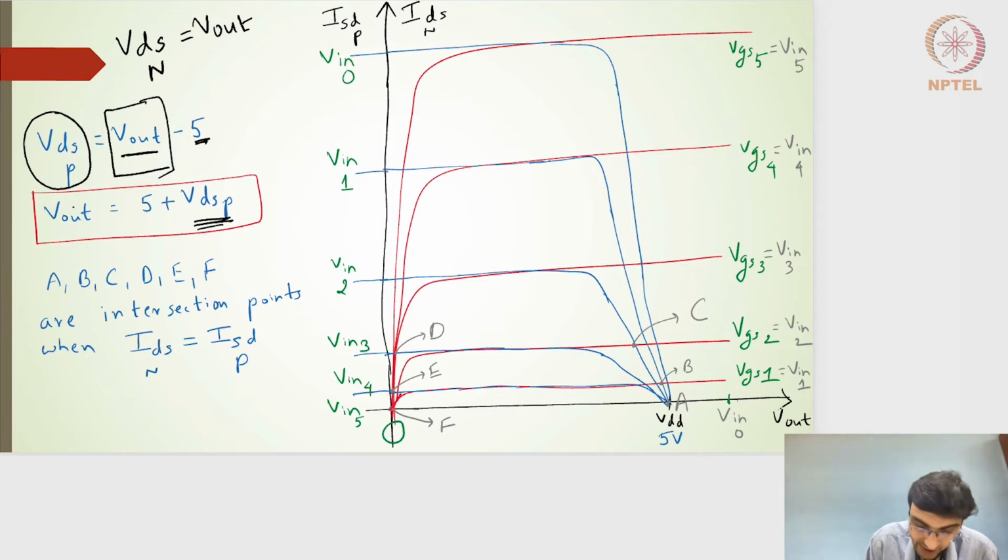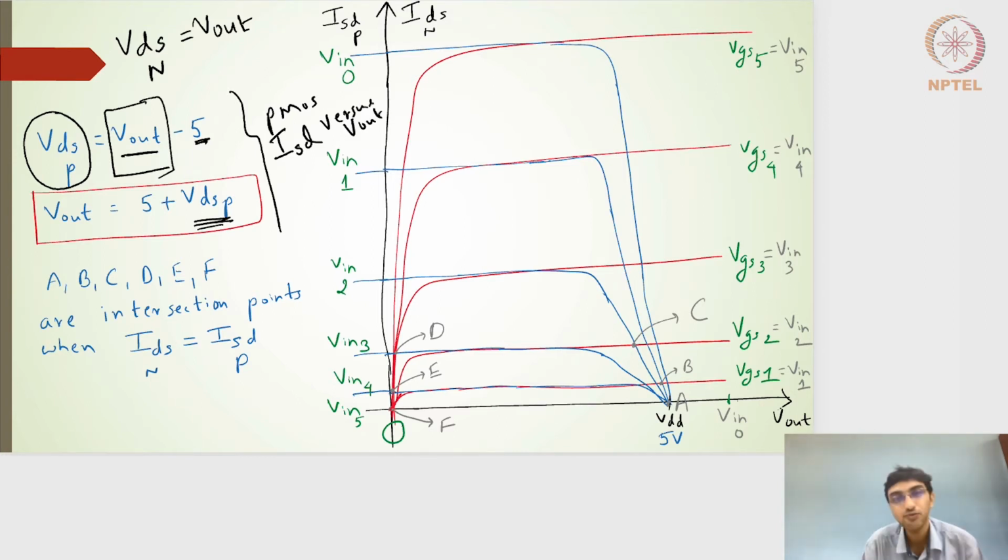So I can redraw the PMOS current versus voltage profile. For the PMOS, I can draw the current ISD versus V out. Currently what we have is ISD versus VDS of PMOS, but what we really want is the ISD current with respect to V out, right?